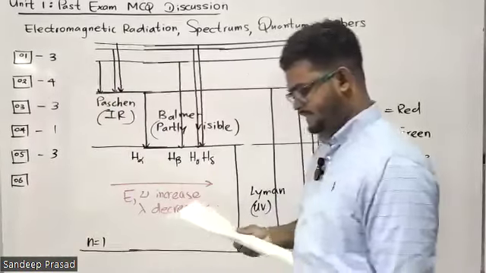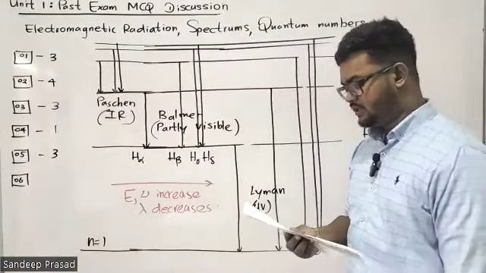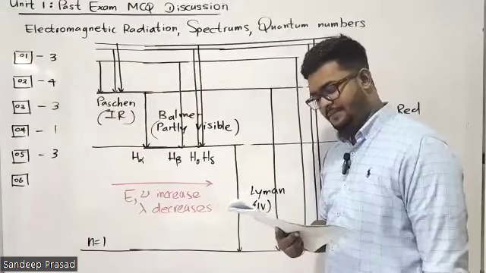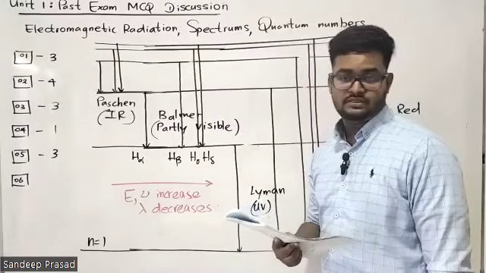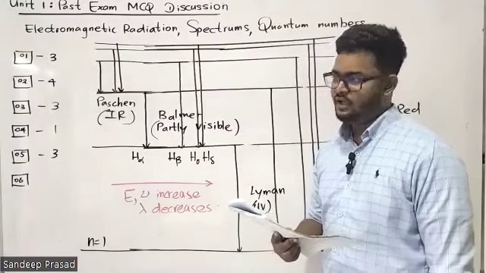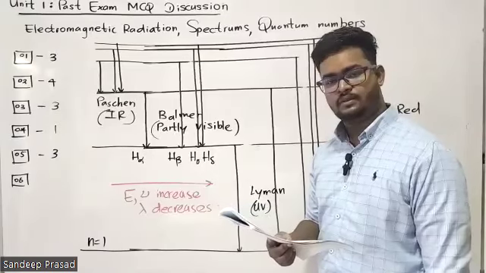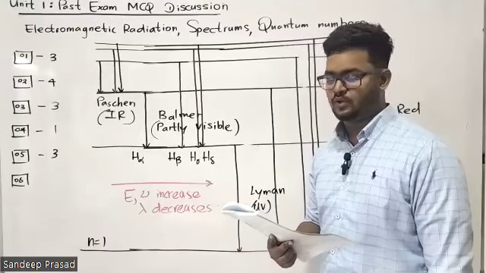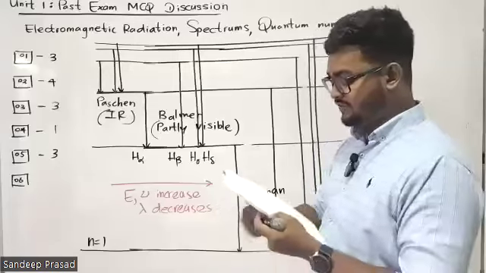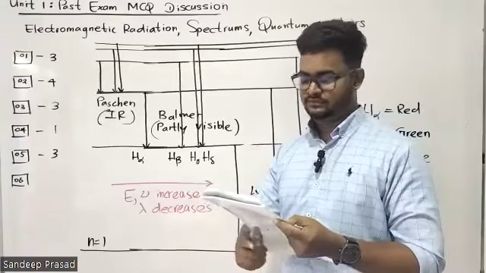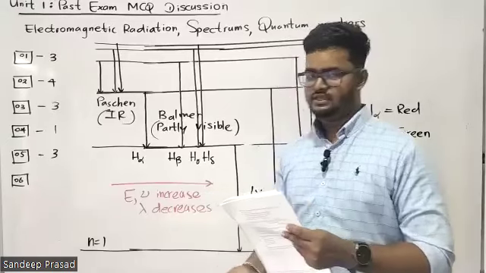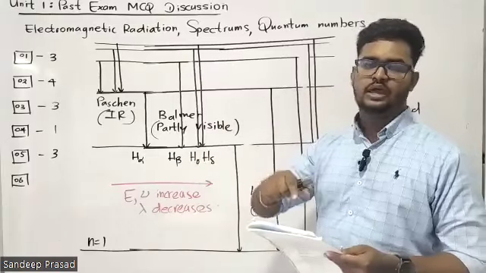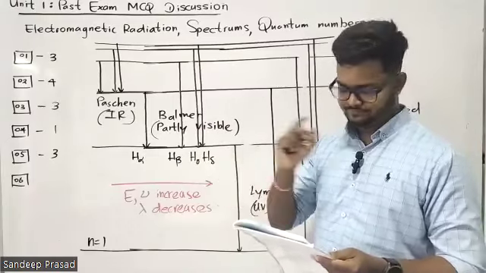Question number 6. Which of the following statement or statements about alpha particles are true? Alpha particles have a higher penetrating power than beta particles. Can you remember? I told you which one has the greatest penetrating power? Gamma. The second highest is beta. The least penetrating power belongs to alpha. That is wrong. Alpha particles have higher ionizing power than beta particles. What do you think? Yeah, that's correct. When you consider the ionizing power, the greatest ionizing power belongs to alpha, then beta, then gamma.